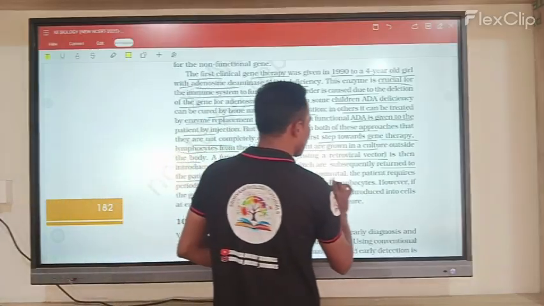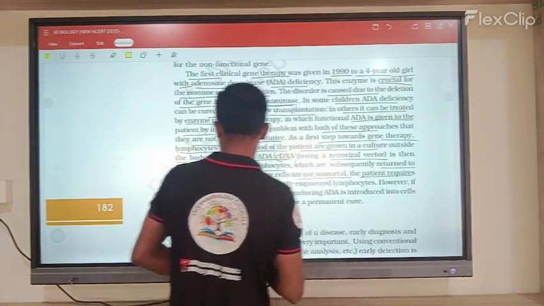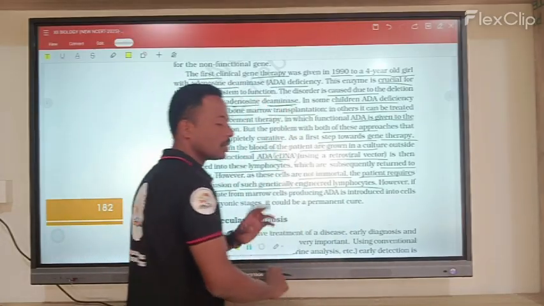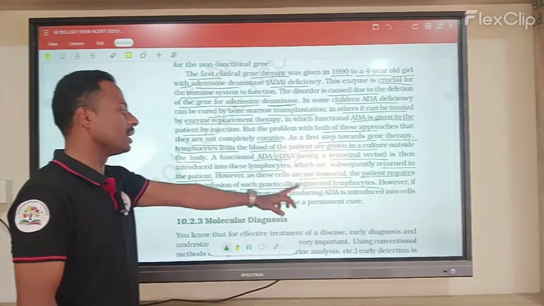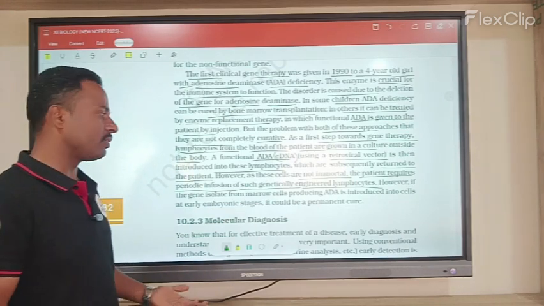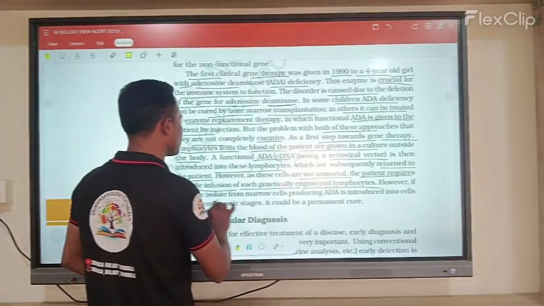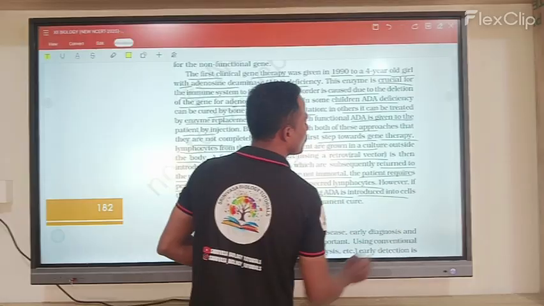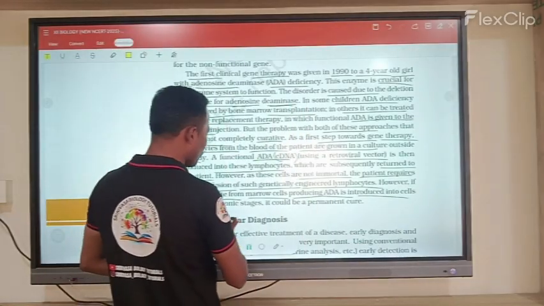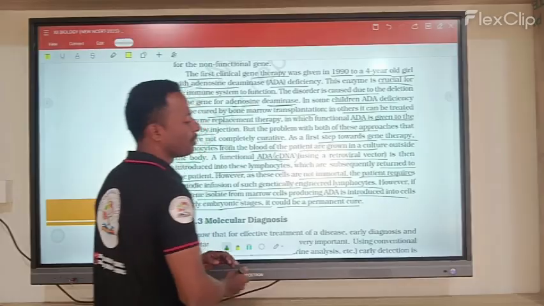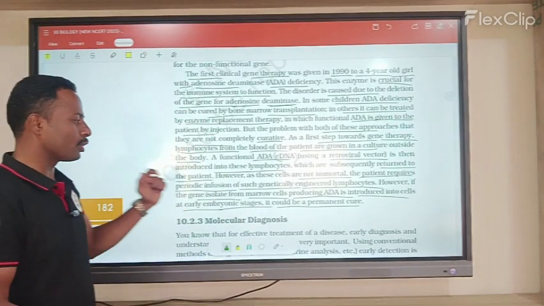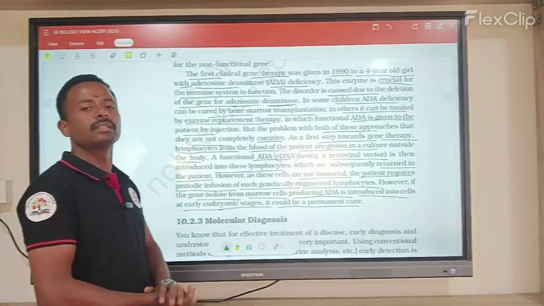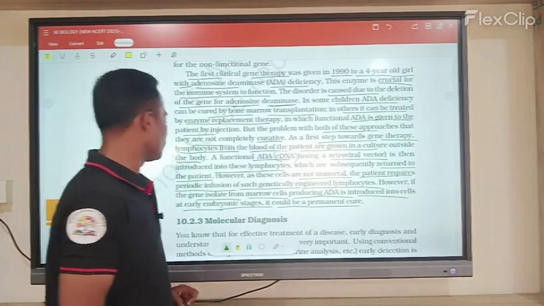However, these cells are not immortal. The patients require periodic infusion of such genetically engineered lymphocytes. What we are introducing are genetically engineered lymphocytes, meaning artificially introduced. However, if the gene isolated from marrow cells producing ADA is introduced into the cell at an early embryonic stage, it could be a permanent cure. So once we introduce it at the embryonic stage, the disease is completely cured. Okay, this is gene therapy.